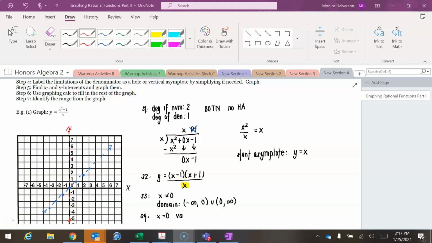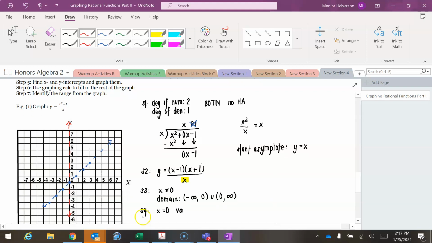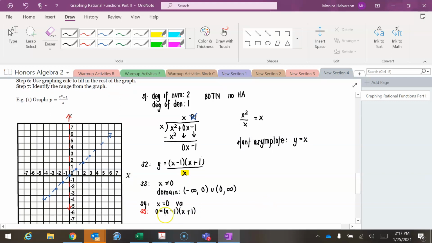So step 5 requires us to find the x and the y intercepts and graph them. So to find the x-intercepts, we set the numerator equal to 0. So x minus 1, x plus 1. So we'll get x equals 1 and negative 1. So our x-intercepts are the 2 points, (1, 0) and (negative 1, 0). So we can graph those.